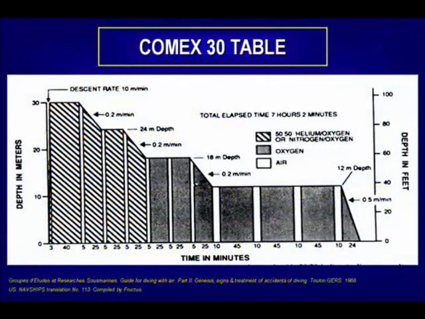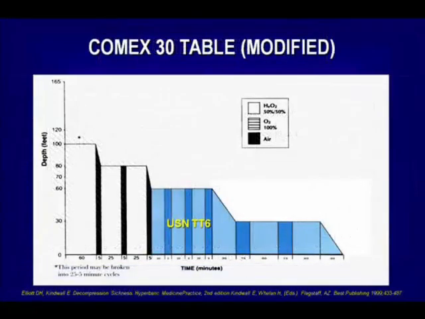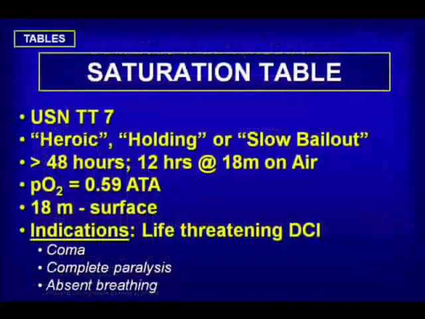The original Comex table involved different stages of decompression from 30 meters, but for simplicity's sake, the ultimate version that is commonly adopted throughout the world is essentially a 2-stage compression starting at 30 meters and then 24 meters, after which a conventional US Navy Treatment Table 6 is completed. Another table that may be of value because it illustrates a principle in treating divers at 18 meters is the so-called saturation table, or US Navy Treatment Table 7.